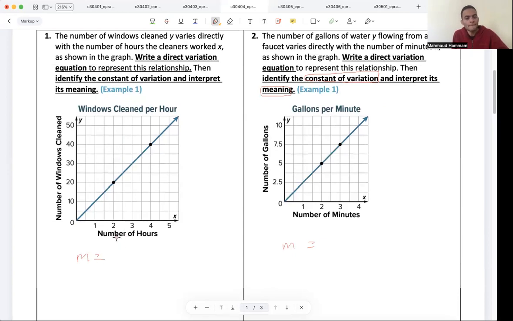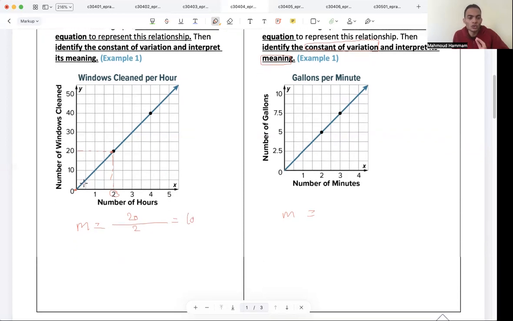So here, what is m? As long as the line is passing through the origin, I can simply divide. Look at this point. Here is 20, here is 2. So 20 divided by 2 is 10. We always start with the y in the numerator. So the slope is 10.